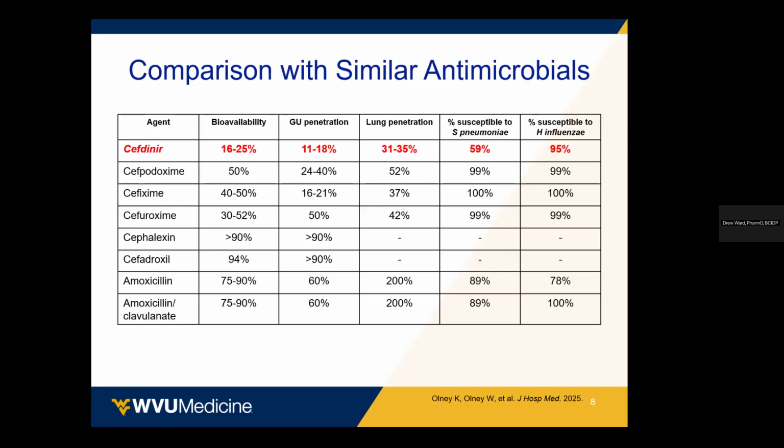I alluded to it earlier, but strep pneumo is routinely resistant to Cefdinir, and that percent resistance, like I said, can vary. The percentage cited here is only 59% susceptible from this particular study. And it also doesn't have as much activity against H. flu as other orally administered beta-lactams. So for all those reasons, we have quite a list of agents that would probably be better used in place of Cefdinir.